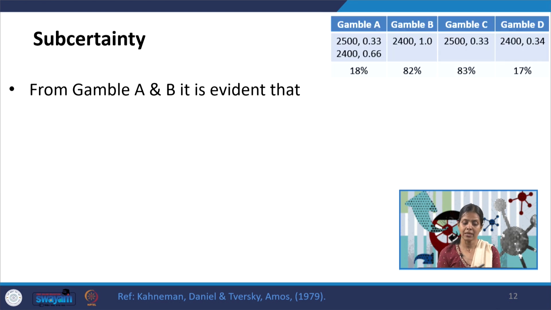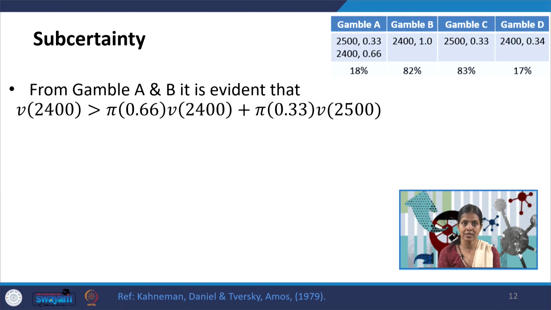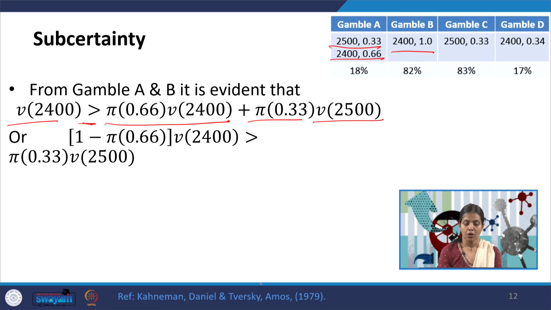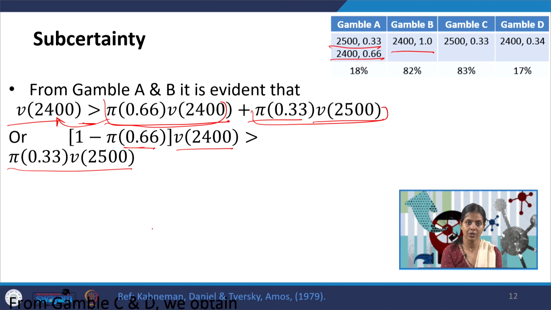So, from gamble A and gamble B, again it is evident that B is preferred, that is, V(2400) is preferred to π(0.66) V(2400) plus π(0.33) V(2500). Or this can be written as, I take this term to the other side and write [1 minus π(0.66)] into V(2400), which is greater than what remains on the right hand side, that is π(0.33) V(2500).